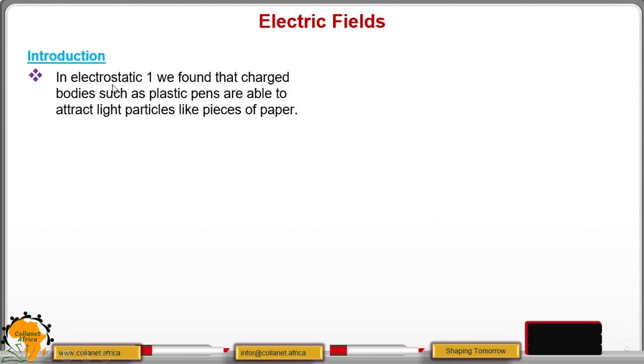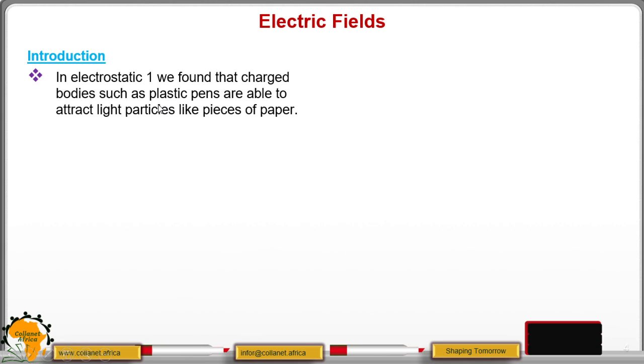If you can recall in Electrostatics 1, which is a topic in Form 1, we found that charged bodies like plastic pens are able to attract light particles like pieces of paper. Actually, we did this activity where we rubbed our biro pen or our plastic ruler against our sweater or our hair, and then we brought it closer to the pieces of paper, and we found that that plastic pen was attracting the paper. And we said in our conclusion that this plastic pen, by rubbing, gains what we call static charges, and those static charges were the ones responsible for the attraction of papers.